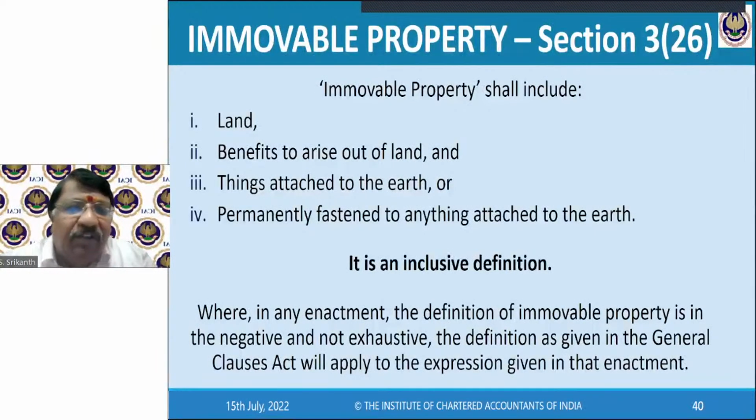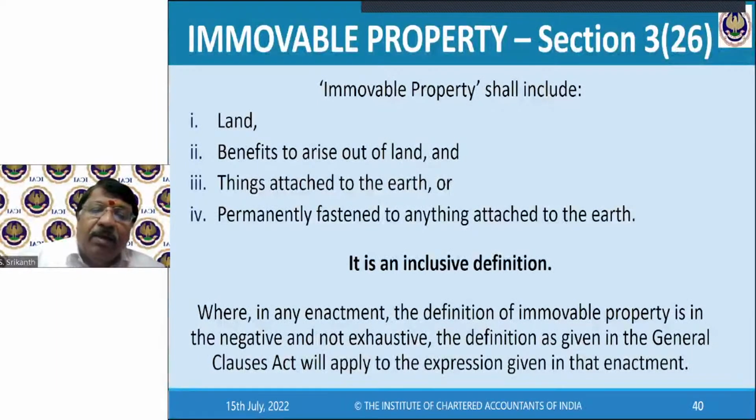This is an inclusive definition. See, the Transfer of Property Act does not have this definition. It has a different definition. So in that law, it won't work. But in any other law where the word immovable property is used, if it is not defined, you come here. According to this law, a tree is an immovable property.